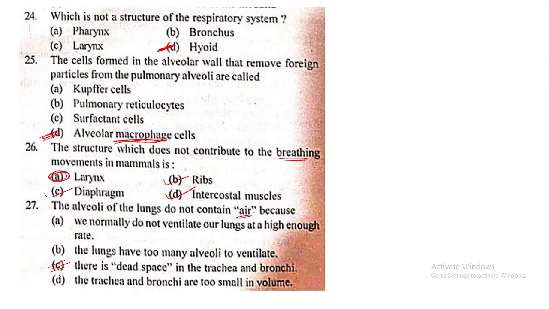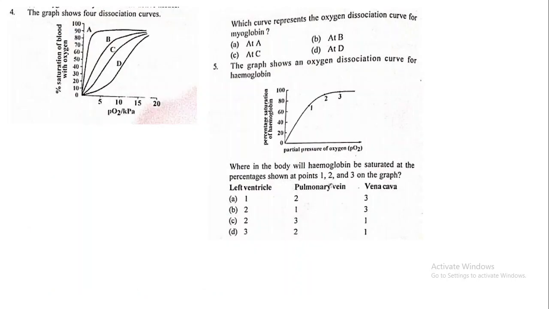So, the alveoli of the lung do not contain air because there is a dead space in the trachea and bronchi. What does this mean? It says that the alveoli do not contain air with 20.9% oxygen because incoming air is mixed with air left in the dead space from the trachea and bronchi that has had some of the oxygen removed by the lungs. Always some amount of oxygen will be there in the respiratory system, either completely in the alveoli or in the dead space of the trachea and bronchus. Right option here is C. Moving on to the next question.